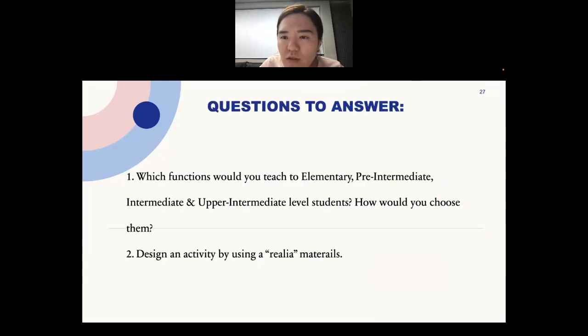So here I've prepared two questions for you to answer and prepare for. The first one is: which functions would you teach to elementary, pre-intermediate, intermediate, and upper intermediate level students? How would you choose them, based on which criteria? Then the next one: could you please design an activity using your reality materials? It would be very interesting for me to hear from you about this activity.